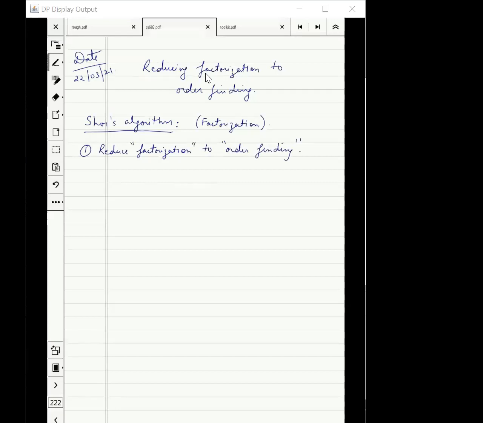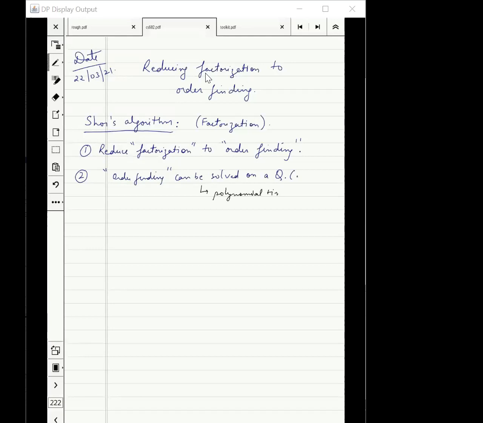That's the first step. And the second step is to say that this other problem, order finding, is not really new. People knew about this problem from a long time ago, but it's not as popular as factorization. But even this order finding problem can be solved on a quantum computer. Obviously, when I say solved, it basically means in polynomial time.